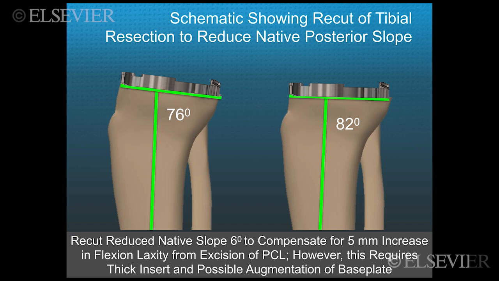So in this case, we changed the slope 6 degrees to compensate for a large 5 millimeter increase in flexion laxity from excision of the PCL. However, you have to understand this requires a thick insert, and you may need to do a possible augmentation of the base plate or use a short stem extension.